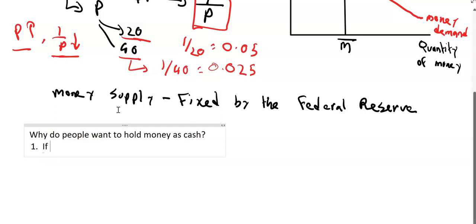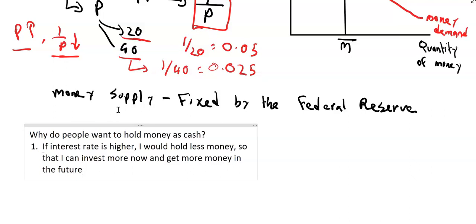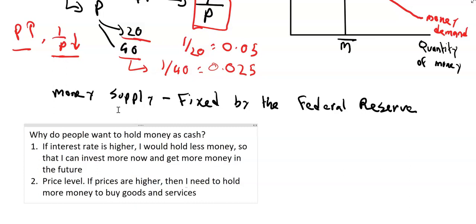So I can think about it as the interest rate being higher. If the interest rate is higher, I would want to hold less money so that I can get more money in the future. So that's one thing that could affect how much money I hold. Another thing that could affect the amount of money I hold is the price level. If the price level is higher, I would need to hold more money to buy goods and services.